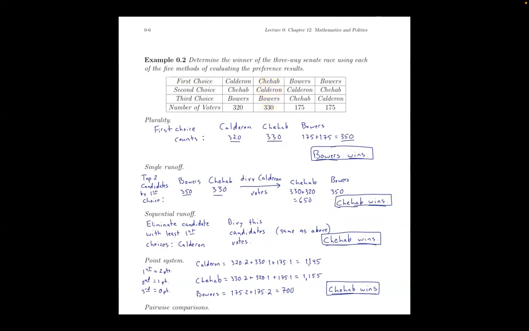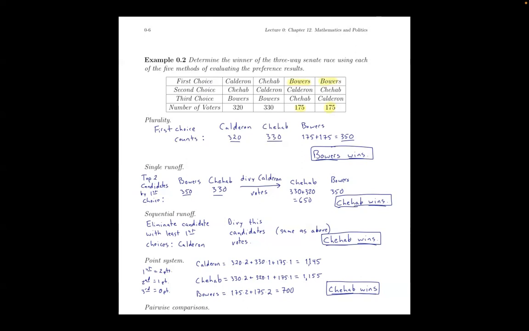So the plurality method only takes into account the number of first choice votes. So this is just the first choice counts for each candidate. Calderon has 320 first choice votes. Shahab has 330 first choice votes. Right? And we look down the row in first choice. There aren't any other Shahab or Calderon columns. Bowers has 2 first choice columns, right? So 175 voters ranked Bowers first in this column, and then 175 voters ranked Bowers first in this column, right?